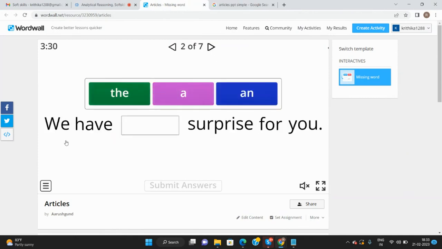Try it. We have dash surprise for you. It's very easy. Try it. We have dash surprise for you.